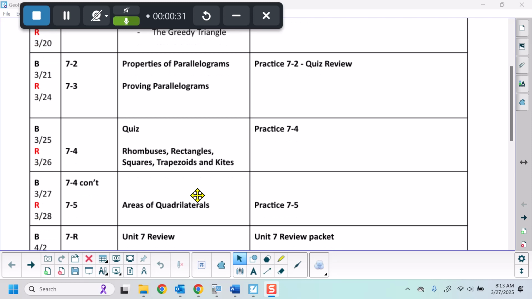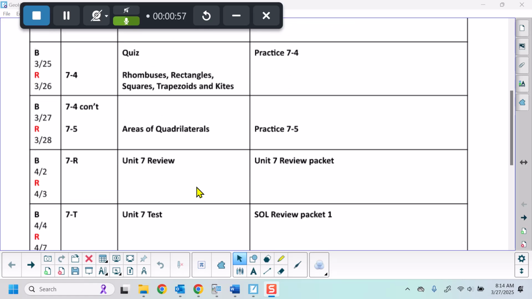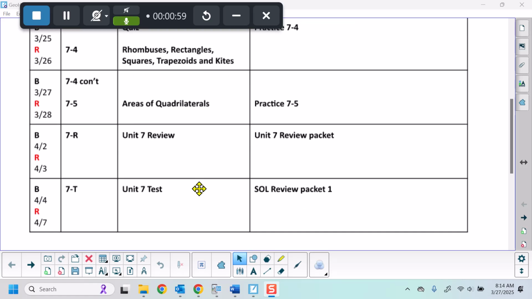We did a real quick lesson on rhombuses, rectangles, squares, and trapezoids and kites, and we're going to continue that today, along with talking about areas of quadrilaterals. I also want to make sure I give your Unit 6 trig tests back. I meant to do that 2 days ago. The grades are in, so we want to make sure we get that straightened away before you walk out the door. And then, believe it or not, already we're looking at another review and test.